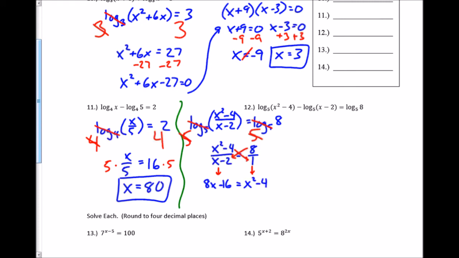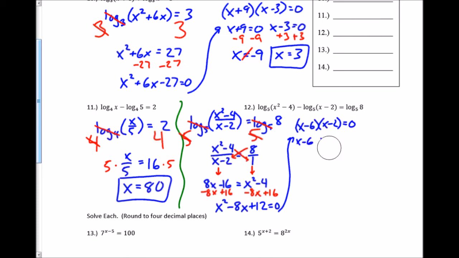And then I can solve this by factoring. I'm going to get everything on the same side. So I'm going to subtract the 8x, and I'm going to add the 16 to bring everything over to this other side. And when I do that, on one side I'm left with the x squared minus 8x plus 12. And the other side I'm left with a 0. And then I can solve this by factoring. That's going to factor into an x minus 6 and an x minus 2. And then I can set each factor equal to 0, and then solve each. Here I add the 6 to each side. Here I add the 2 to each side.